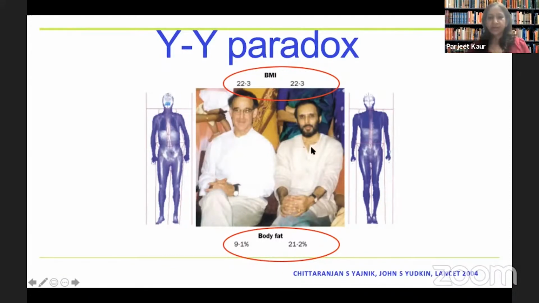Here are two doctors, Dr. Yudkin and Dr. Yajnik, who have similar BMI, but if you look at the body fat, Dr. Yudkin has just 9.1% body fat, whereas Dr. Yajnik has 21.2% body fat. Which means that if we just rely upon BMI, we'll miss out on the real index of adiposity, and therefore the need for body composition study.